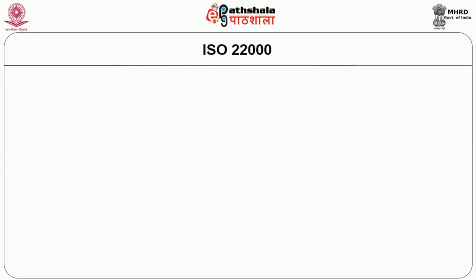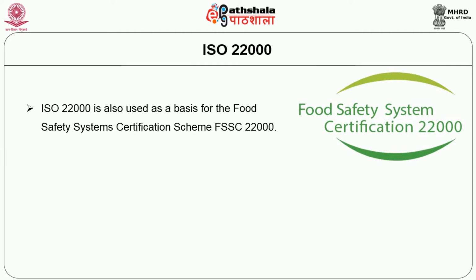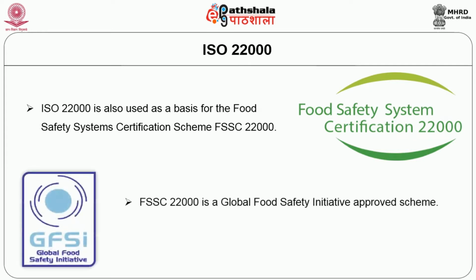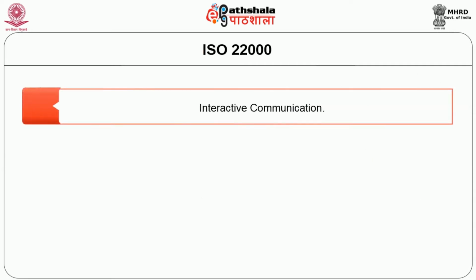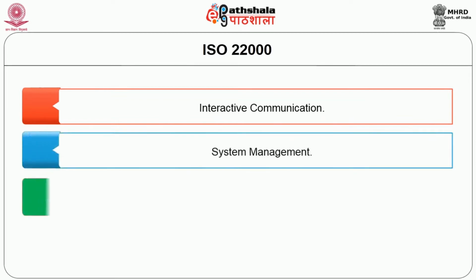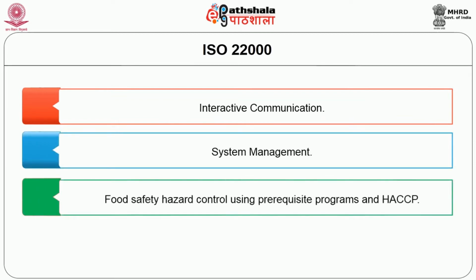ISO 22000 is also used as a basis for the Food Safety System Certification Scheme, FSSC 22000. FSSC 22000 is a Global Food Safety Initiative approved scheme. The ISO 22000 standard combines recognized key elements to ensure food safety along the food chain, including interactive communication, system management, and food safety hazard control using prerequisite programs and HACCP.